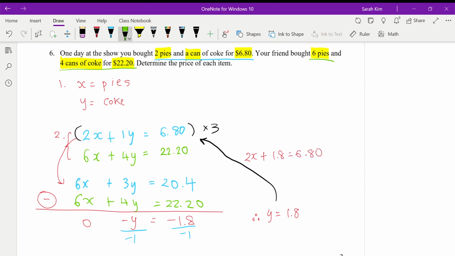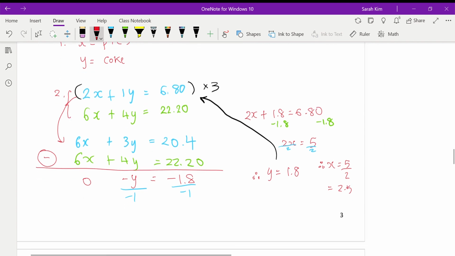So to solve that, I need to first of all get rid of this 1.8 by doing the opposite. So it'll be 2x equals 6.8, take 1.8. That is 5. And my x then needs to be divided by 2. So therefore, x is 5/2, which is $2.50.